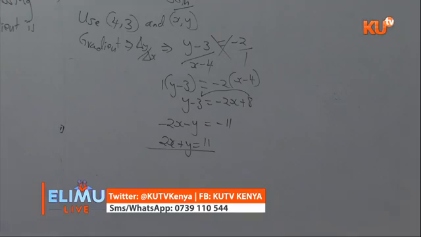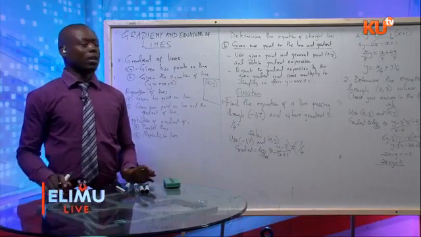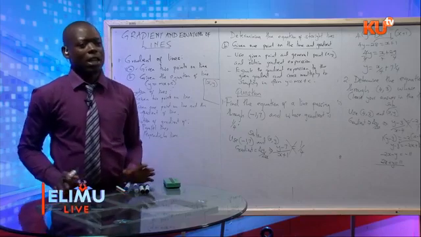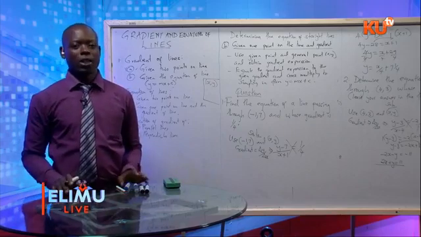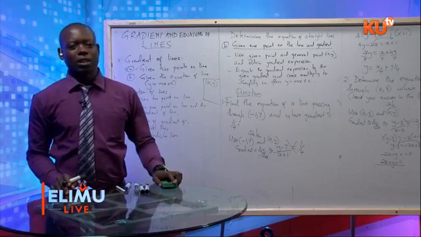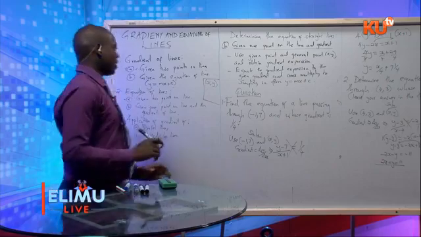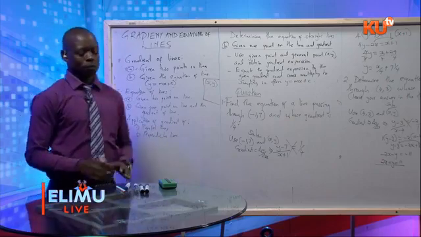So any of the two, either you're told to give in the form y is equals mx plus c, or you may be asked to give the equation in any form. Ensure you follow the instruction of the examiner to write the equation as you've been asked. So that is the second part of our number 2.